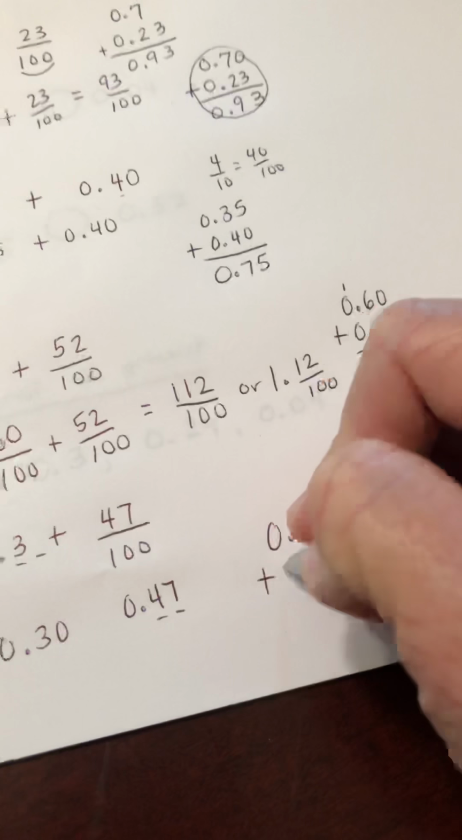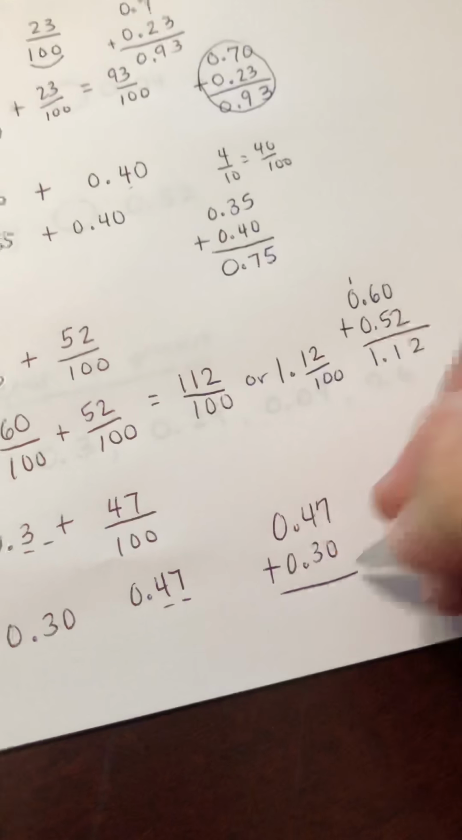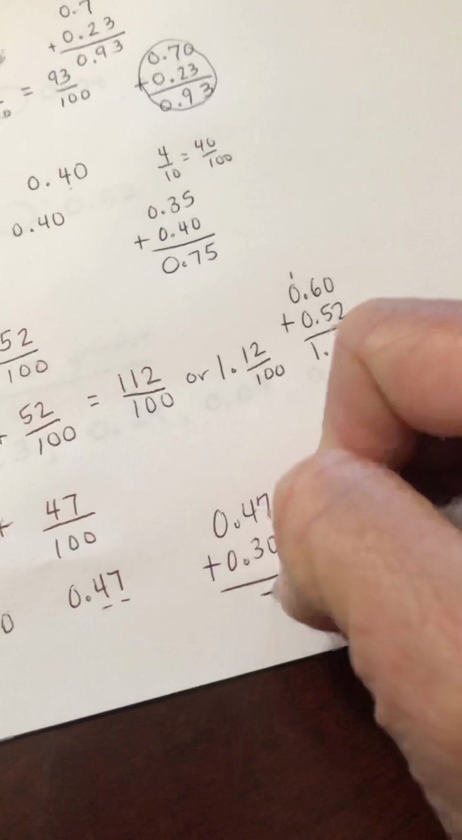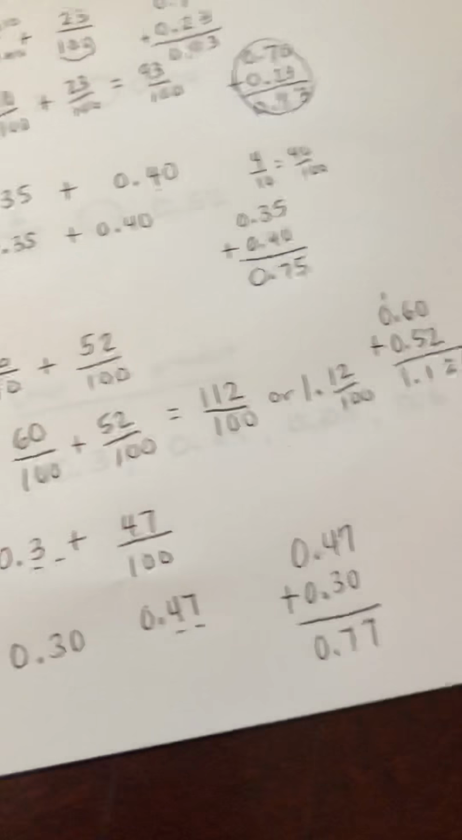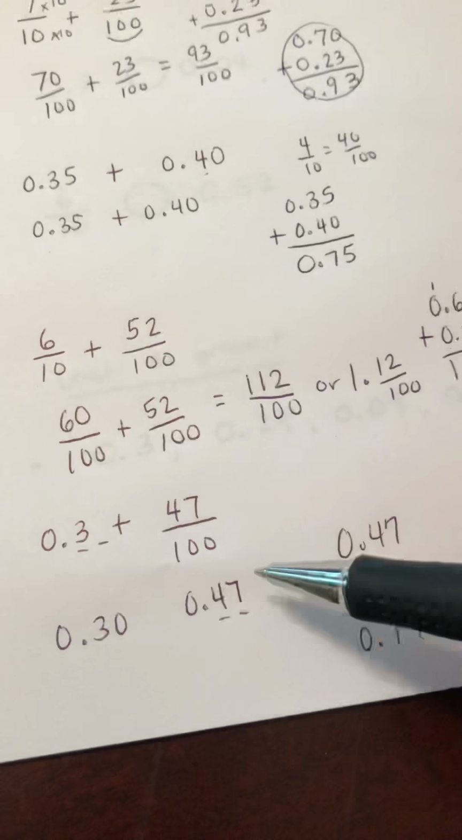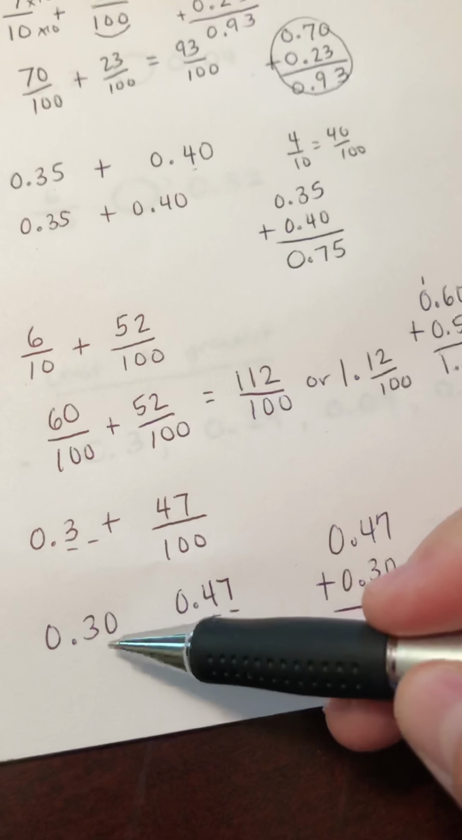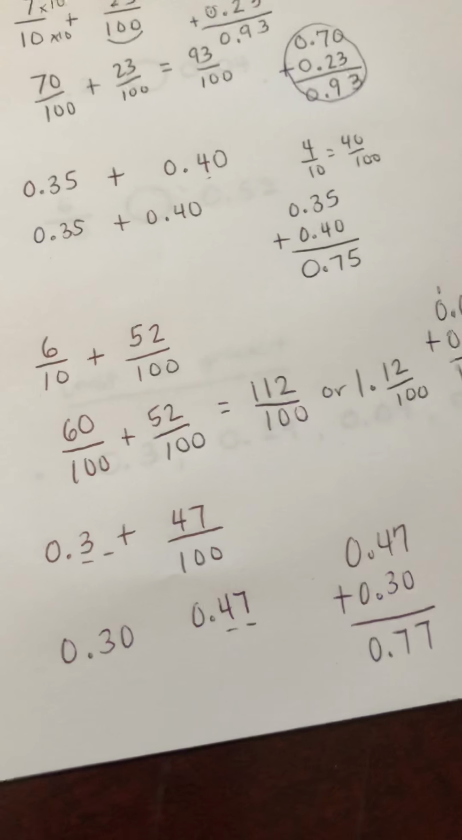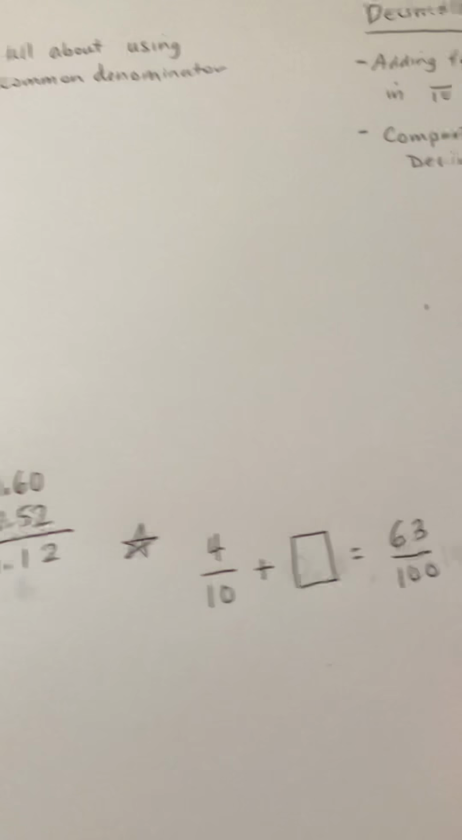I can line that up. Okay, and then add, you get 77 hundredths. These are also pretty easy to do mental math because these are always going to be in multiples of 10, and usually students can count those on pretty simply. All right, here's one more example.